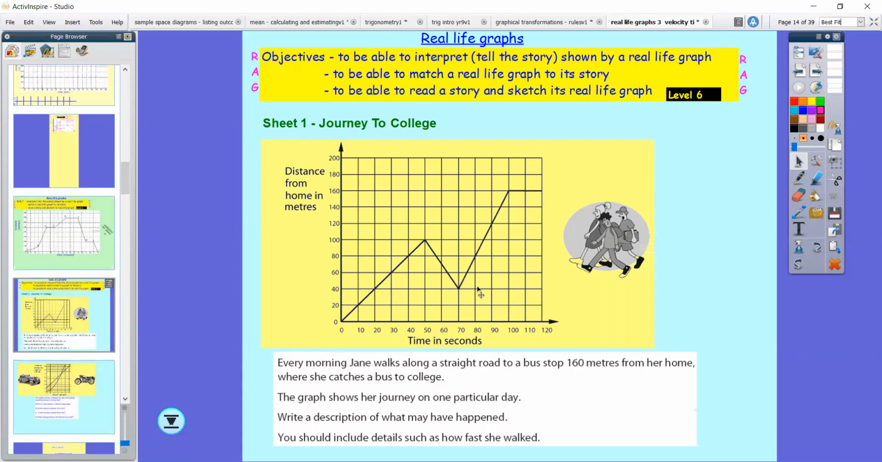Now, why did they have to go back towards home? Don't know. Maybe they saw their friend and walked backwards to join them, and then realised they were going to be late, so they ran. Or I've had people saying they dropped a purse or something, had to go back to look for it, found it, and then had to run for the bus. And this bit here is waiting. So it's a really good way to understand whether they've grasped what a travel graph is showing.